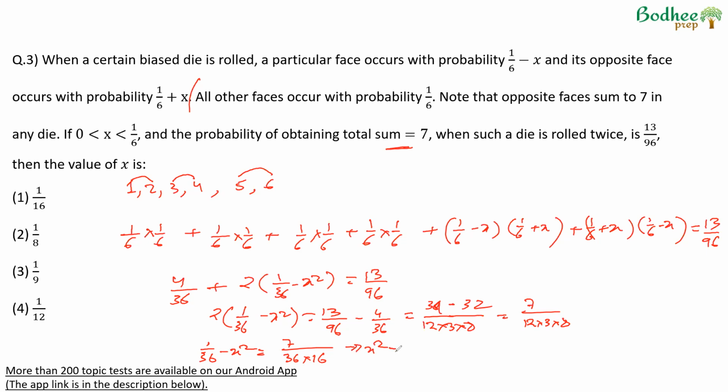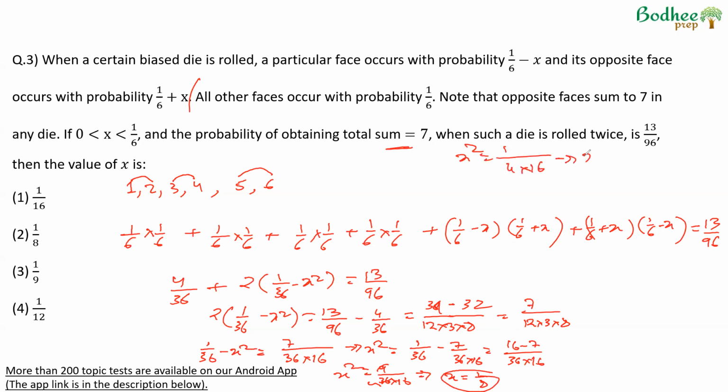This means x square is equal to 1 by 36 minus 7 by 36 into 16, which means x square is equal to 9 by 36 into 16. 9 fours are 36, which means x square is 1 by 4 into 16. Taking the square root, square root of 4 is 2, square root of 16 is 4. So 1 by 8 becomes the answer, option number 2.